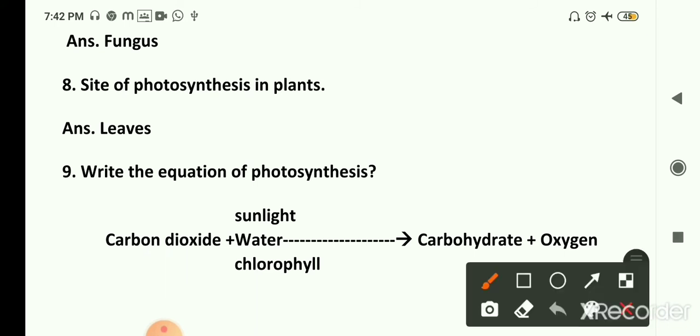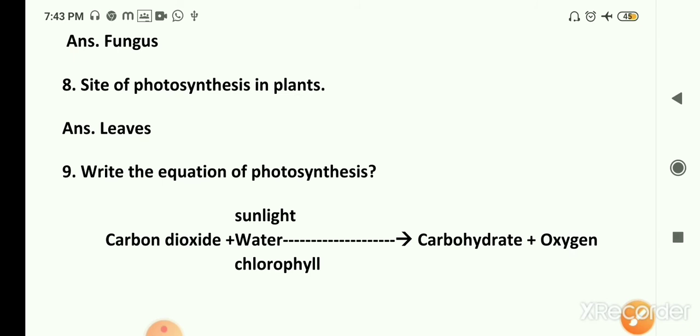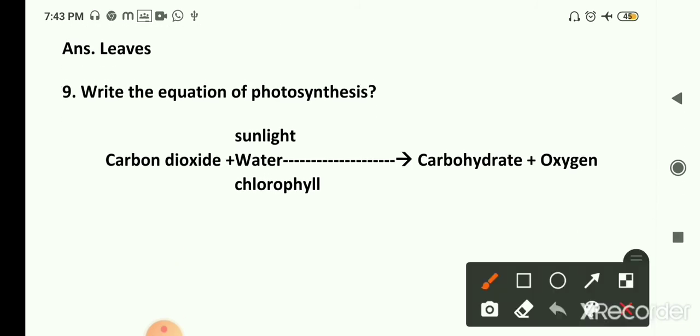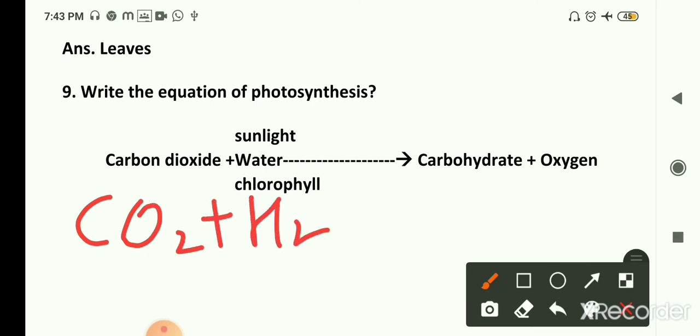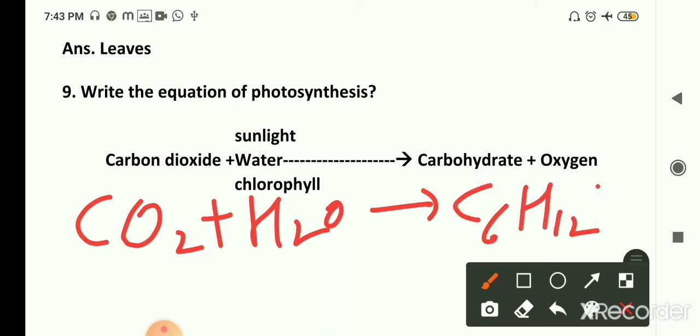In this equation you have to write down only the names of the components. Carbon dioxide plus water, in the presence of sunlight and chlorophyll, which should be written over and under the arrow. Carbohydrate is formed: carbohydrate plus oxygen. You can write this equation like this also: CO2 plus water gives carbohydrate, and the carbohydrate formed during photosynthesis is glucose, C6H12O6, plus oxygen, right?